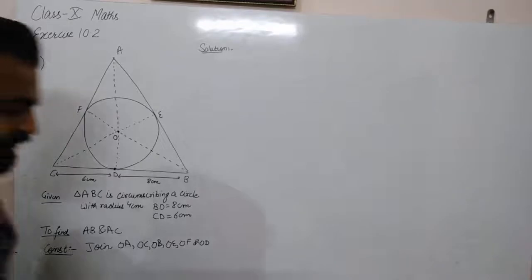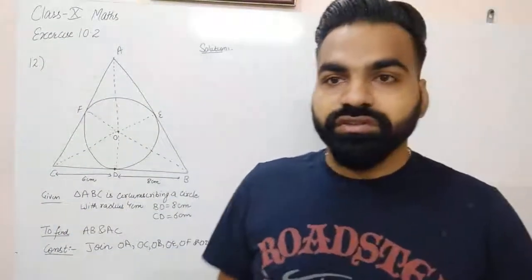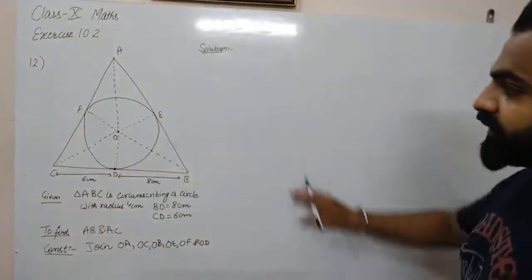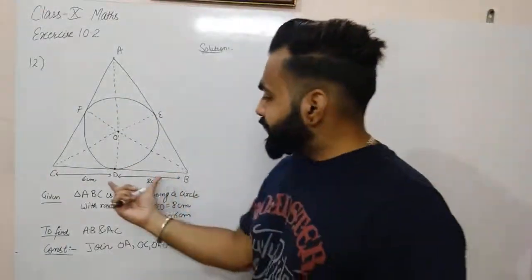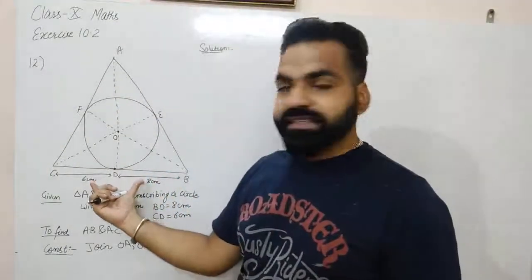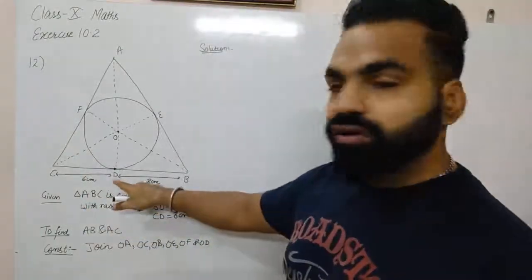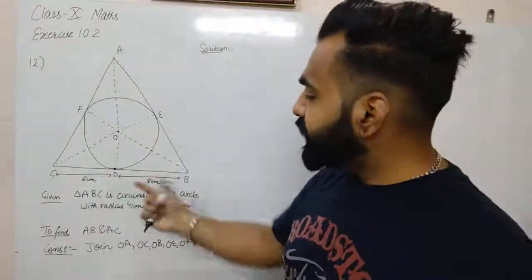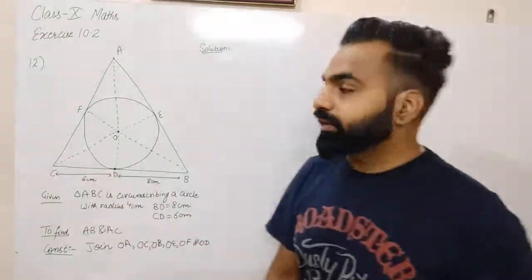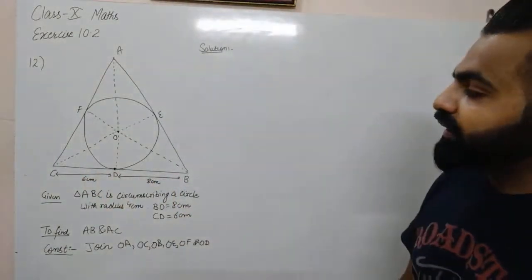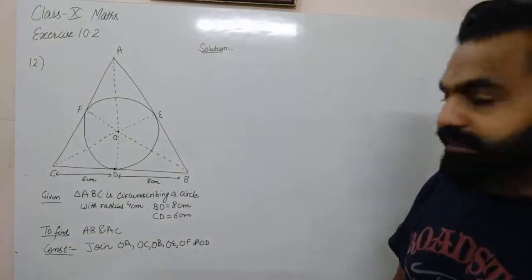Let's see question number 12 now, the most important question of this exercise. There is a triangle which is circumscribing a circle. The length BC is divided into two parts because of this point D, such that this part is 8 cm and this part is 6 cm. So we have to find the length of AB and AC.